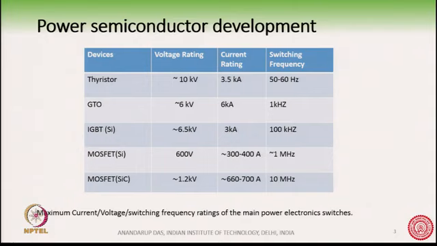So, what are the typical power ratings that we see? For example, thyristors have the highest voltage ratings, close to 10 kilovolt, and can carry a lot of current, 3500 ampere or something similar to that. But you can see the switching frequency is very low, 50 to 60 hertz, and thyristors are semi controlled devices. Which means they can be turned on, but cannot be turned off at our wish.